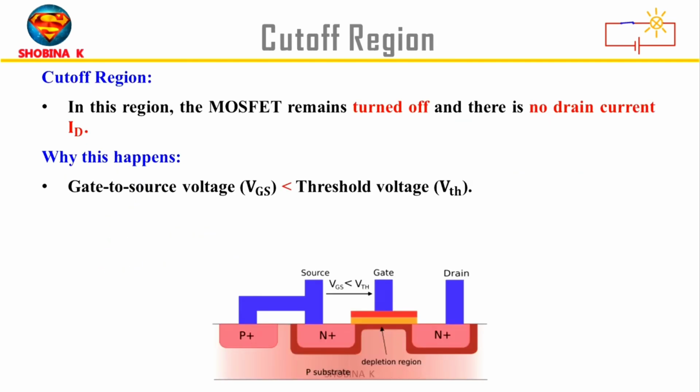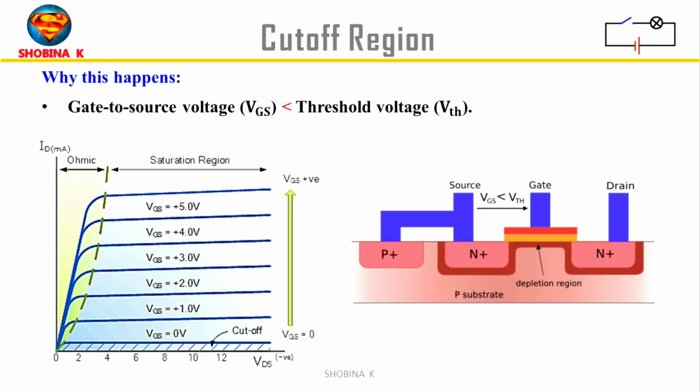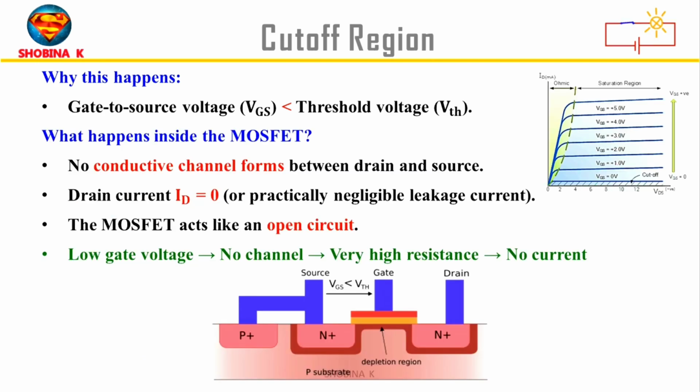First, cutoff region. Think like this. You have a switch. If you don't press it enough, it won't turn on, right? Same thing here. In this region, the MOSFET is completely off. No current flows from drain to source, because the gate voltage is less than threshold voltage, which means we haven't applied enough voltage at the gate to form the channel. So what happens inside the MOSFET is no channel gets formed between source and drain. Since there is no path, current can't flow. So the drain current is zero, or maybe just a tiny leakage.